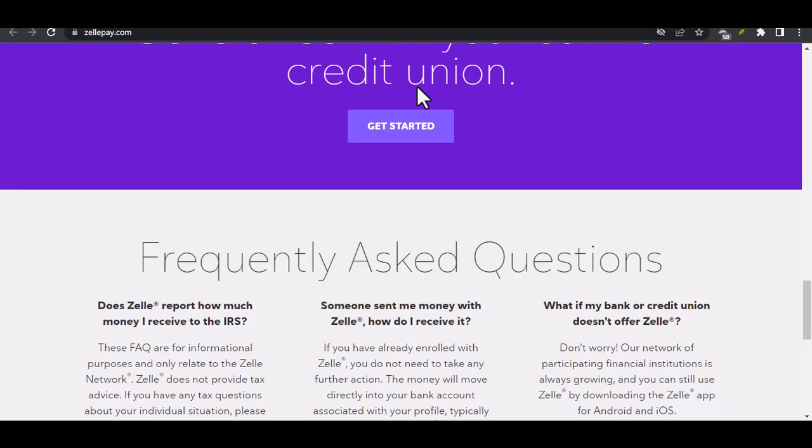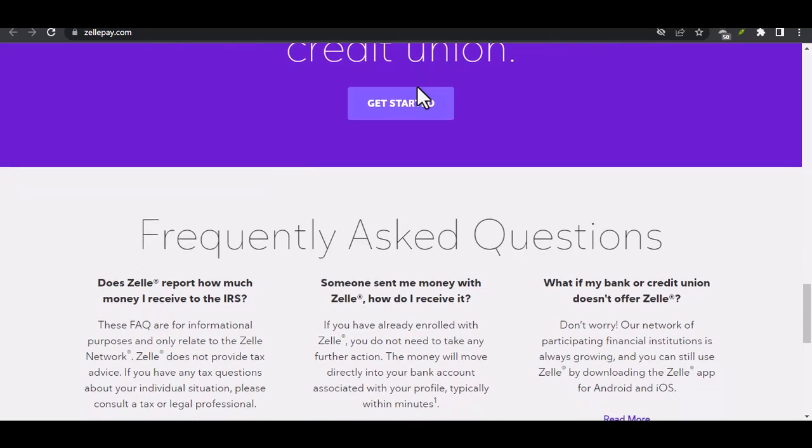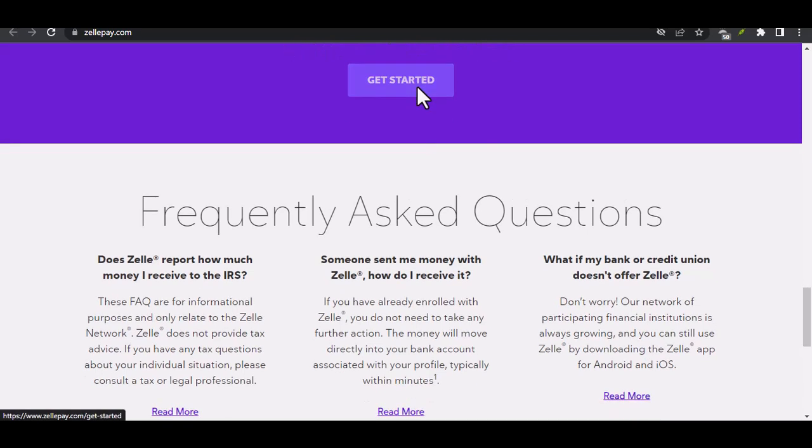When using Zelle, it's important to only send or receive money from people you know and trust. Zelle transactions are typically final, so be cautious about sending money to anyone you don't know well.